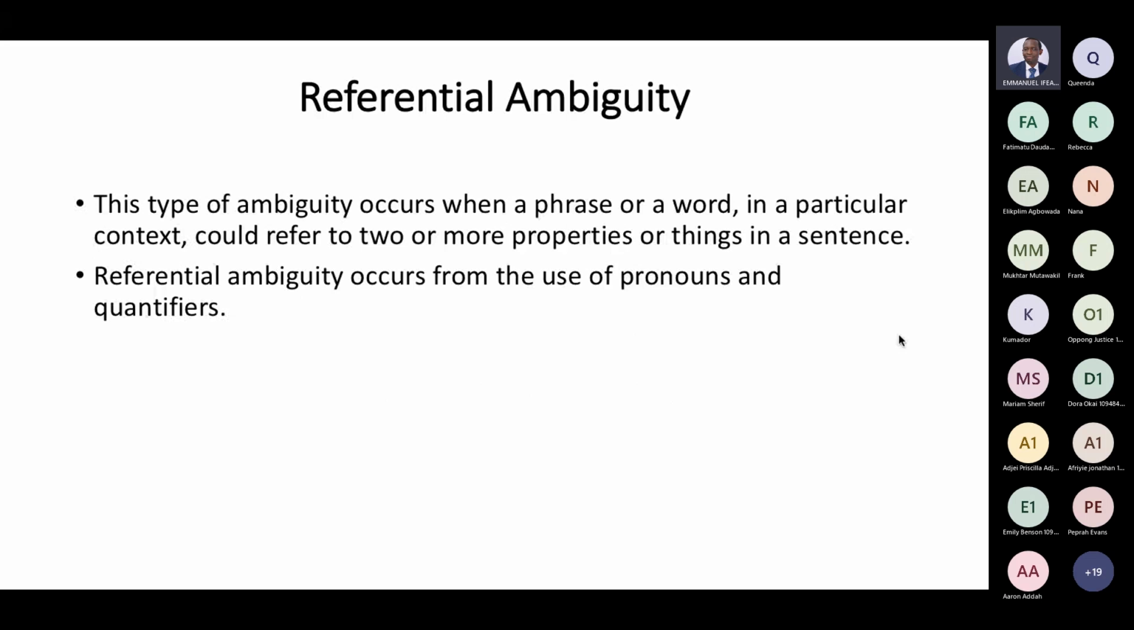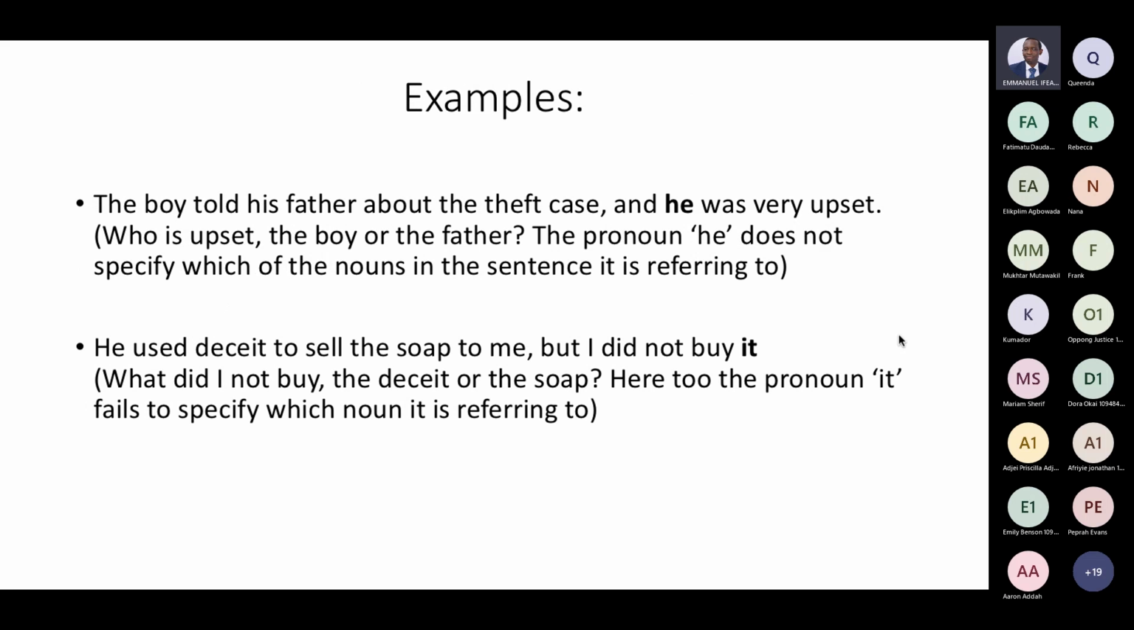Now, referential ambiguity. This type of ambiguity occurs when a phrase or a word in a particular context could refer to two or more things in a sentence. Referential ambiguity occurs from the use of pronouns, so some pronouns could be ambiguous. For instance: the boy told his father about a theft case, and he was very upset. Who is upset, the boy or the father? The pronoun "he" does not specify which of the nouns in the sentence it is referring to.